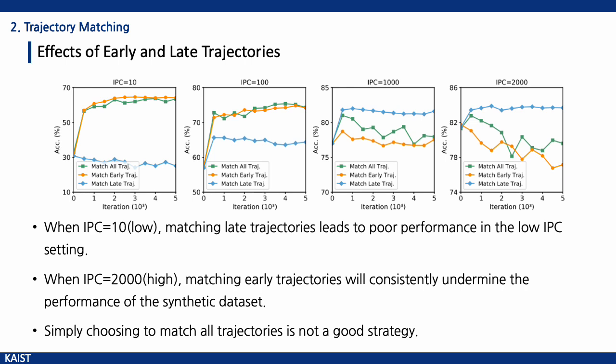When IPC is low, such as 10, matching late trajectories results in poor performance, as the synthetic dataset struggles to learn harder patterns. Conversely, when IPC is high, such as 2000, matching early trajectories consistently undermines the performance, as easy patterns are insufficient for larger datasets. This demonstrates that simply matching all trajectories is not an effective strategy and requires a more tailored approach.